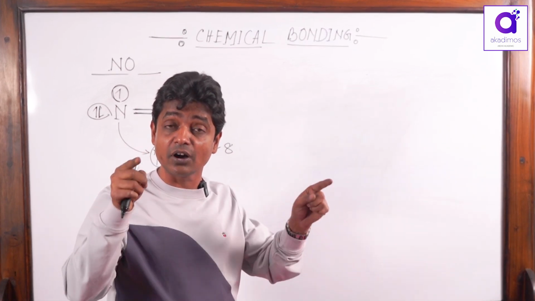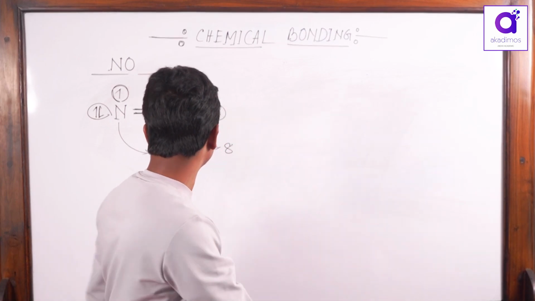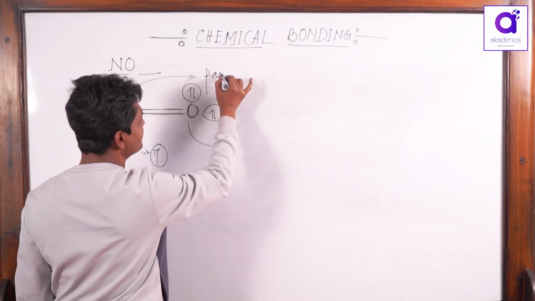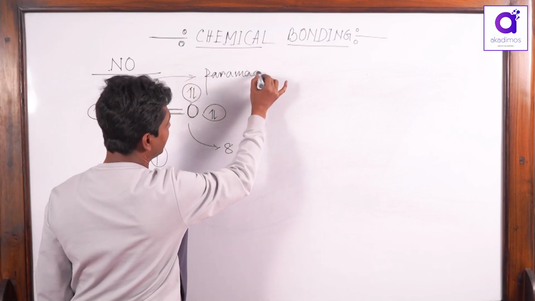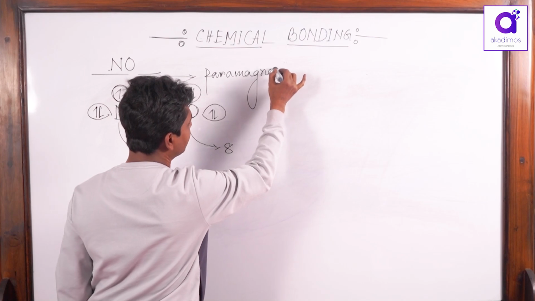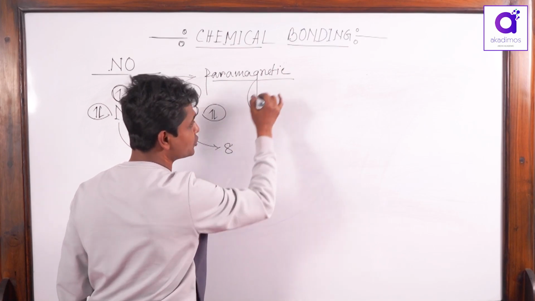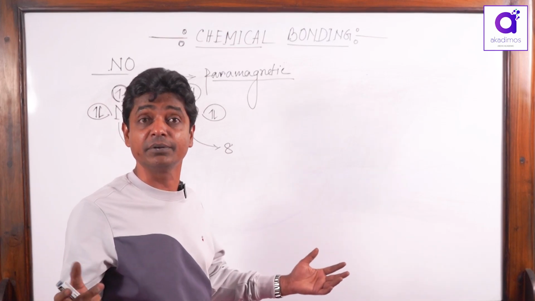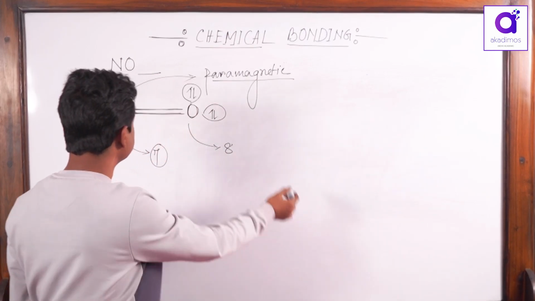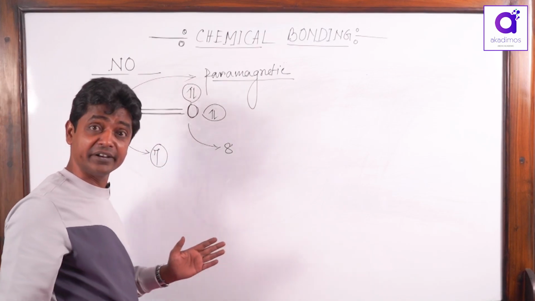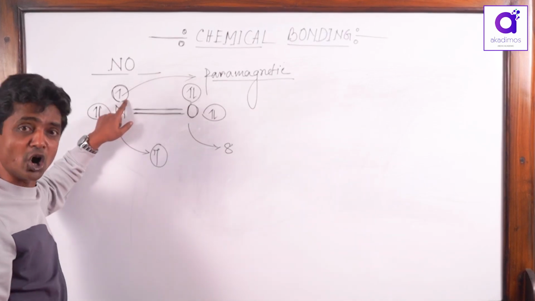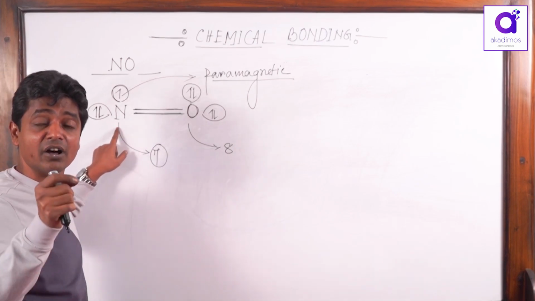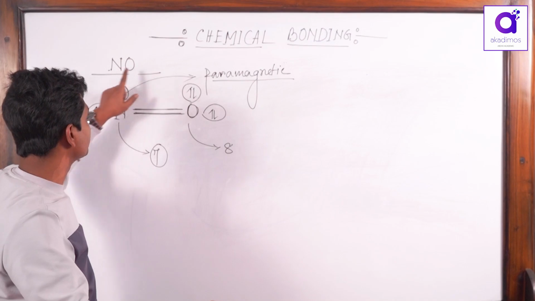And moreover, it is an odd electron molecule. And you know, odd electron molecule is always a paramagnetic species. You know what is paramagnetic? Paramagnetic species are those species which are favorably attracted by the magnetic field. Favorably means weakly. So nitric oxide is a paramagnetic species due to this odd electron. And remember, it is a less than octet system, odd electron system.